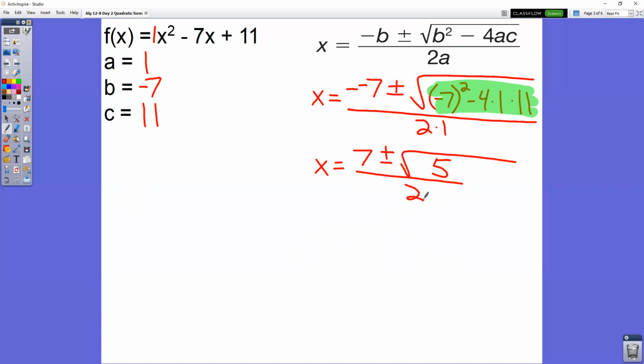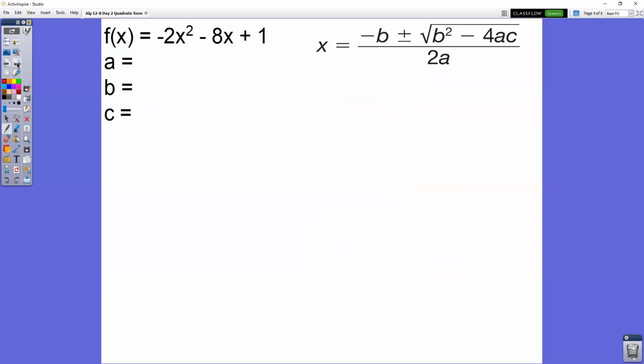We then need to break our answer into 2 different ones. So we have 7 plus radical 5 over 2, and we have 7 minus radical 5 over 2. That can't be simplified anymore. We can't reduce that at all. On the next one, we will. Take a look at the next one.